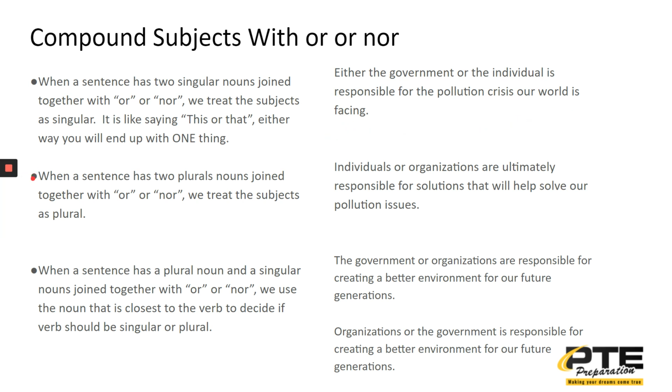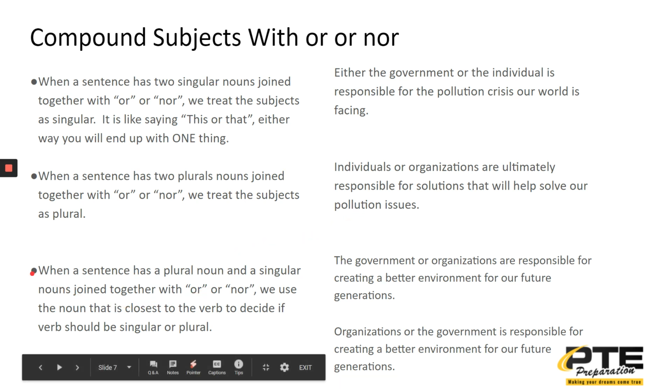When a sentence has two plural nouns joined together with or or nor, we treat the subjects as plural. Because if we take away the or, you still have a plural noun. So individuals are, organizations are. Individuals or organizations are ultimately responsible for solutions that will help solve our pollution crisis.